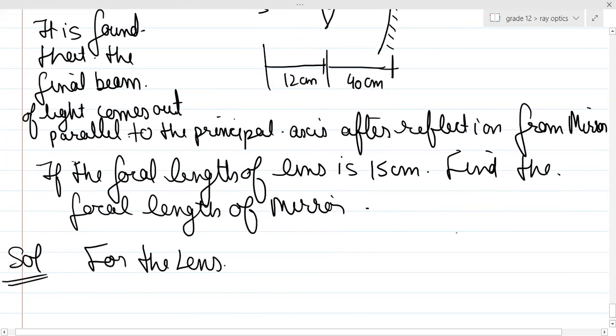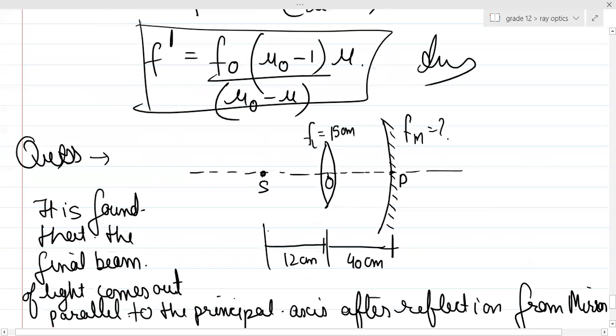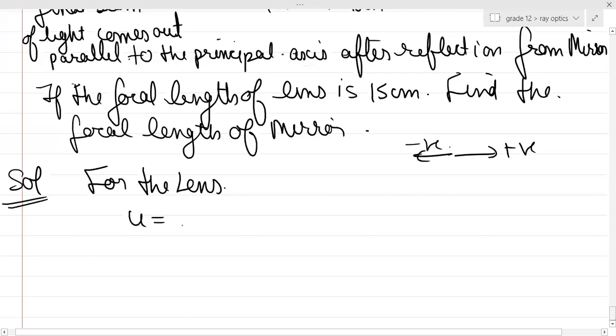can anyone tell me if we take this as our convention, positive, negative? So for the lens, what is the object distance from the lens? This is the figure in front of you. Where is the object located with respect to the lens? Can you see, 12 centimeter towards left? Minus 12 centimeter. So minus 12 centimeter. What is the focal length of this lens?